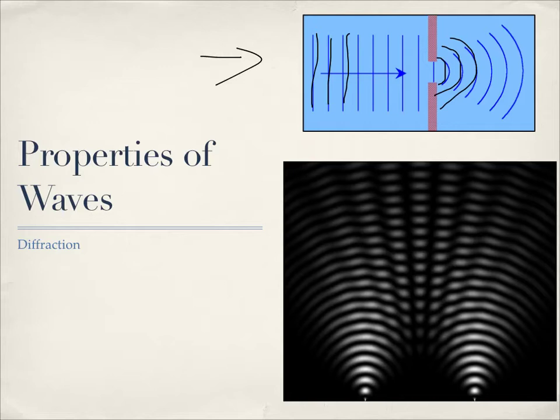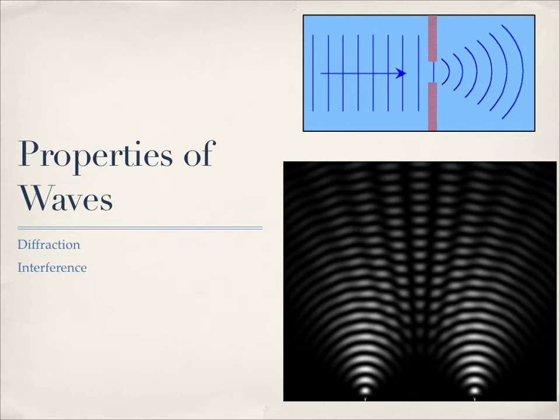That's known as diffraction. It's why you can hear people around a corner, because the sound waves diffract around and through the openings so you can hear them. Okay, so that's one property of waves.